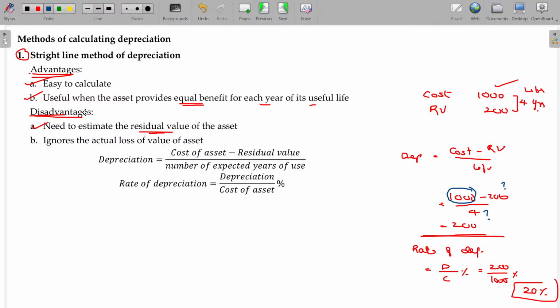Okay, now need to estimate the residual value will also be crucial, and it ignores the actual loss of the value of the assets. We thought after 1 year's usage, 200 rupees might have been lost. Now the value is 800. But it is only approximate calculation, not real one. Practically, the value may be either 300 lost or 100 lost, but we never bother about the actual one. So we never bother about the actual loss. Is that okay? So the calculation of depreciation, rate of depreciation already we have seen along with an illustration.